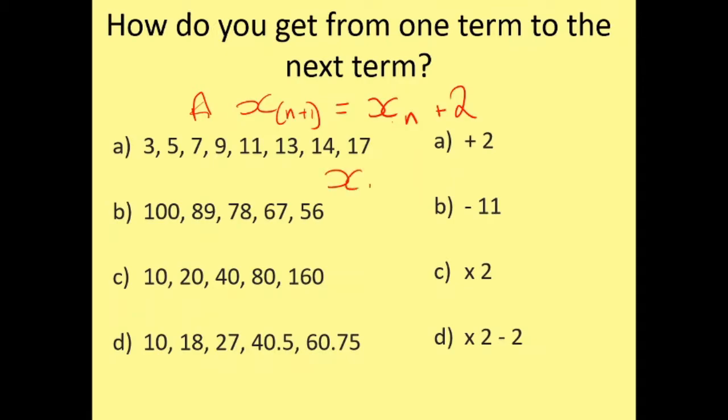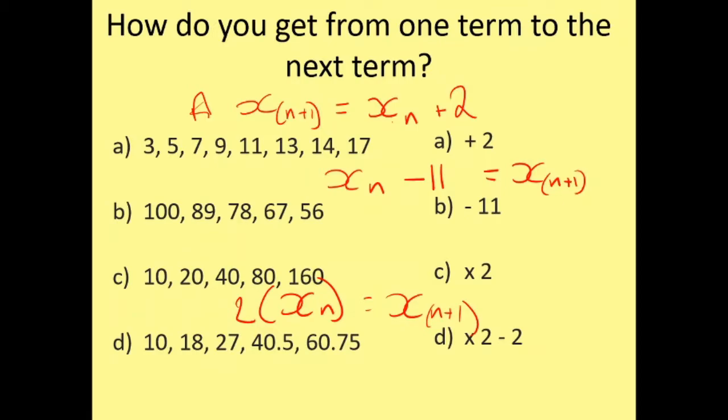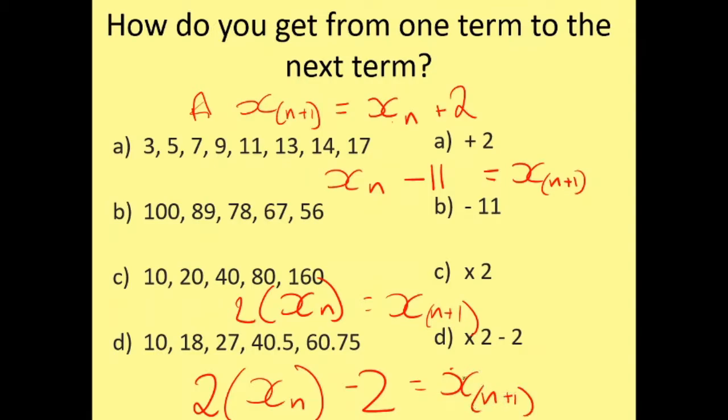And for b, I want to use my current term, I'm going to minus 11, and that's going to be my next term, which is xn plus 1, put in brackets. For this one down here, I've got my current term, which is xn, and I'm multiplying it by 2, and that's going to be my next term. And for this one here, I've got my current term. I'm going to times it by 2, and I'm going to minus 2, and that's going to be my next term, which is xn plus 1.